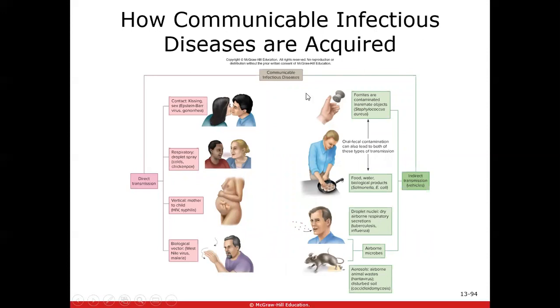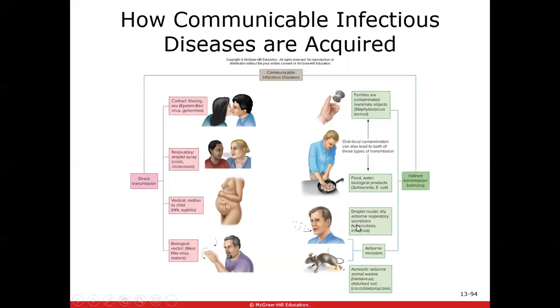So, how are communicable infectious diseases acquired? With communicable infectious disease, you have direct transmission, vertical transmission from the mother to the baby, and biological vectors. This is direct transmission. Then you have indirect transmission. This is fomites, contaminated inanimate objects. With food, indirect transmission is when this person is infected, touches your food, then you eat the food. And so then you'll have indirect transmission.